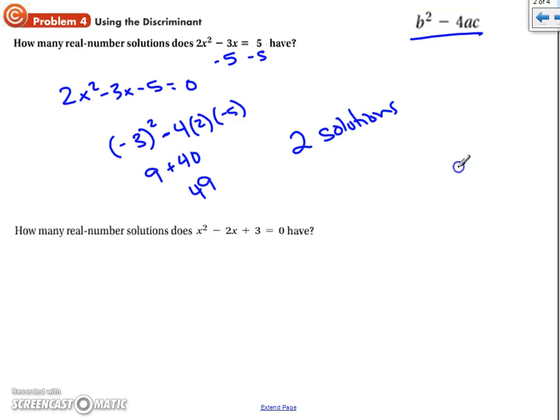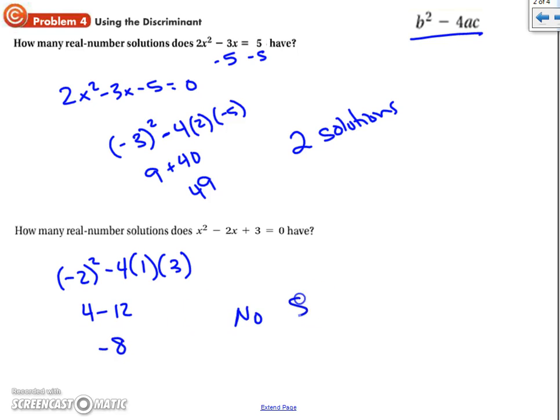So again, solving another one using the discriminant, same formula up here, we're going to go b squared, which is a negative 2 squared, minus 4 times my a, which is 1, times c, which is 3. When I multiply this out, I get a 4 minus 12, which gives me negative 8. Again, since my discriminant is a negative, I have no solution. Remember, if it was equal to 0, then I would have one solution. Okay? Pause it if you need to get this copied down, otherwise we'll move on.